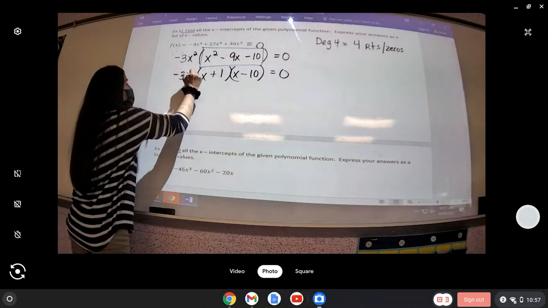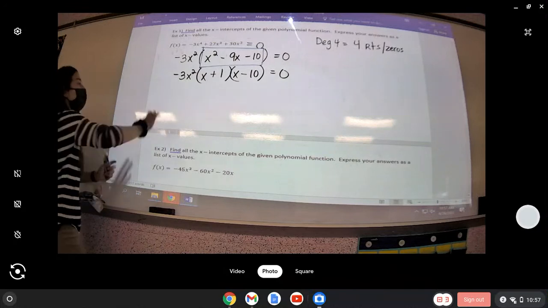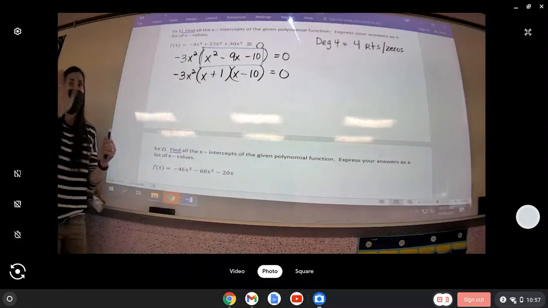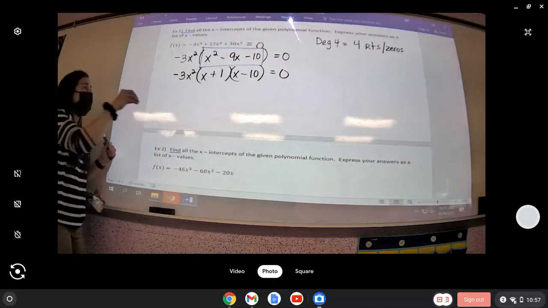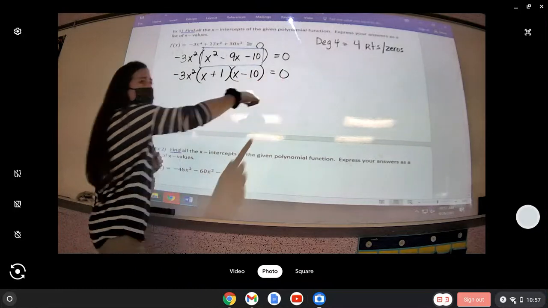Okay, guys, we did it. So we factored it. If you multiplied all this back together, we would get the original polynomial. We don't want to do that. But since we factored it, we're now saying that this times this has to equal 0.